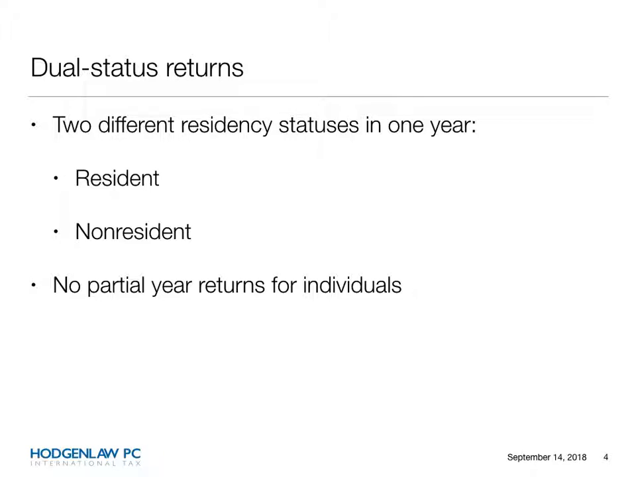And this also arises from the fact that partial year returns are not allowed for individuals. So an individual can't just file one return that covers only the period they were a U.S. resident or non-resident, like filing a return from only January 1st to June 16th as a U.S. resident. Individual returns have to encompass a full year.